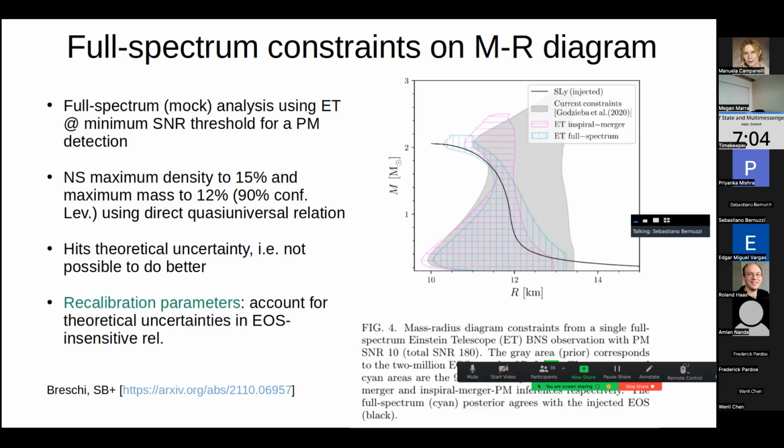An important technical aspect, if some of you are doing such a business, and that's very nicely included in this analysis, are these recalibration parameters. You don't infer just the parameters of the model, but you allow some parameters to fluctuate around their value by other random variables, which you infer as well. This is important because you know that your theoretical model has uncertainty, and with these recalibration parameters, you infer within that uncertainty, and you fold your theoretical uncertainty, for instance in the equation-of-state insensitive relation, into your analysis. It gives a bit more conservative result, of course, but it allows you to fold your theoretical uncertainty within the statistical analysis.